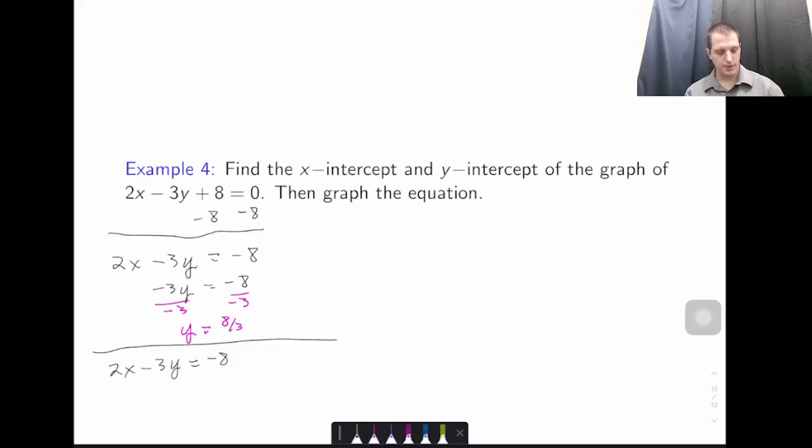All right, for the next one, I'm going to plug in 0 for the y. So negative 3 times 0 is 0, so I end up with 2x equals negative 8. Then I'm going to divide by 2 and get x is equal to negative 4. Or we get the ordered pairs of 0, 8/3 and negative 4, 0. Now we can graph.